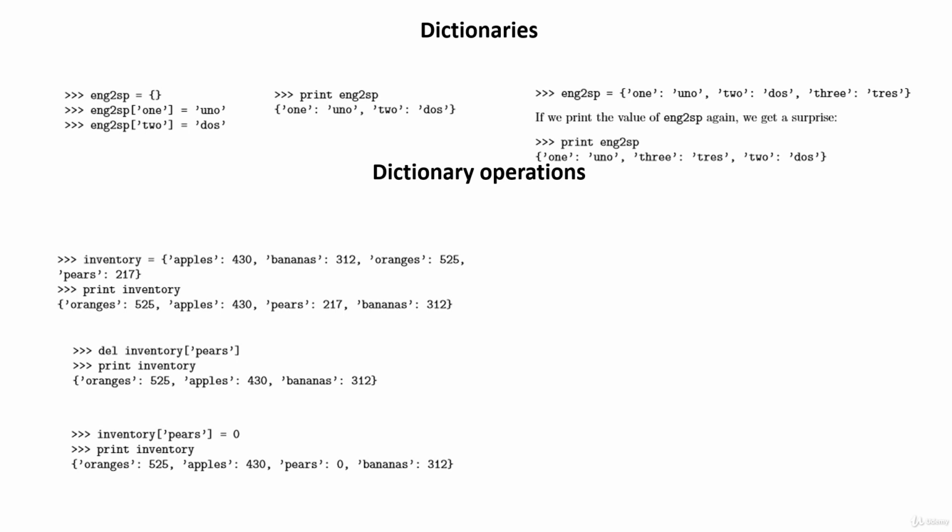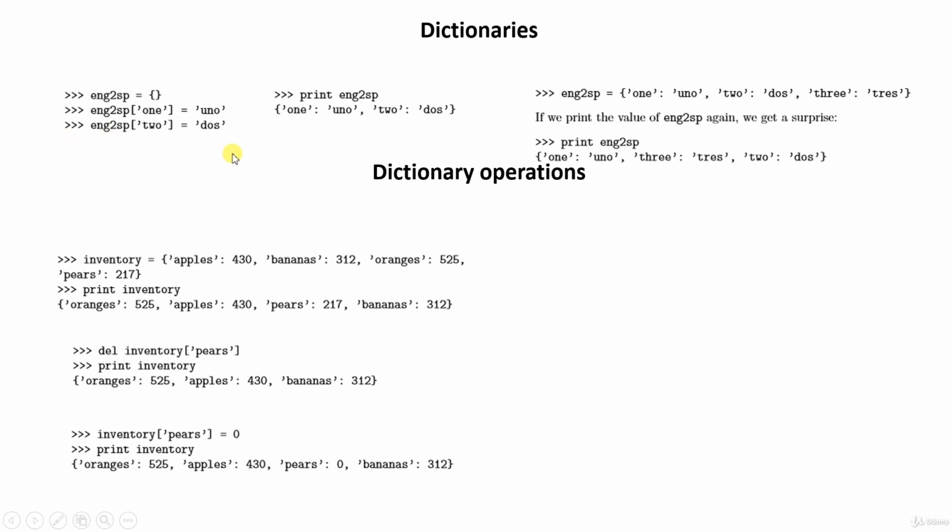As an example, we will create a dictionary to translate English words into Spanish. For this dictionary, the indices are strings. One way to create a dictionary is to start with the empty dictionary and add elements. The empty dictionary is denoted by curly brackets.